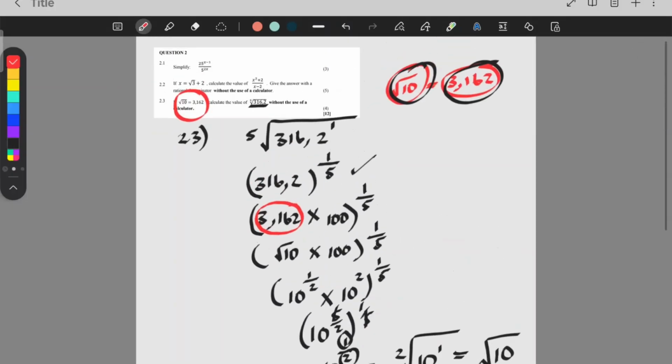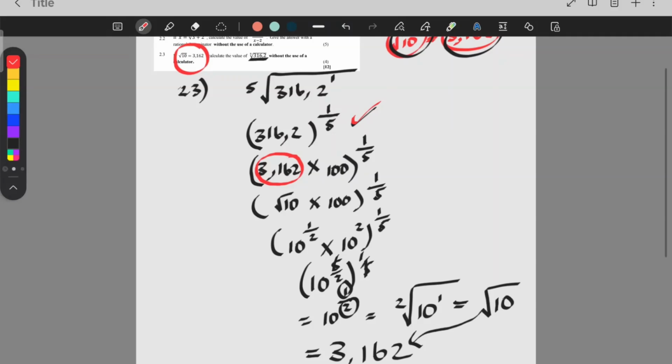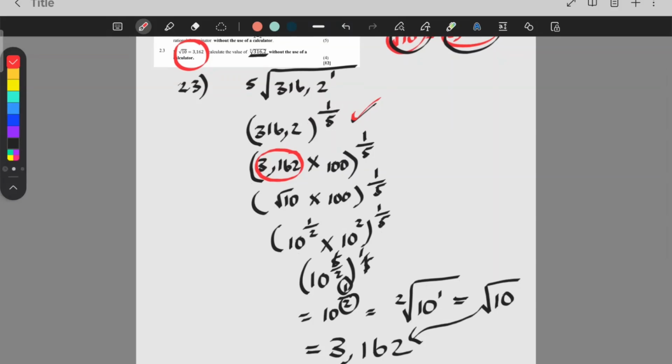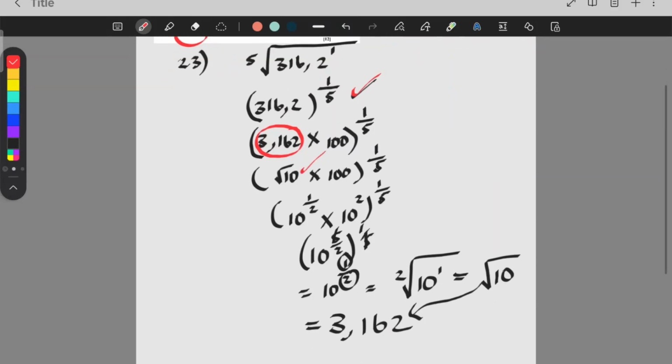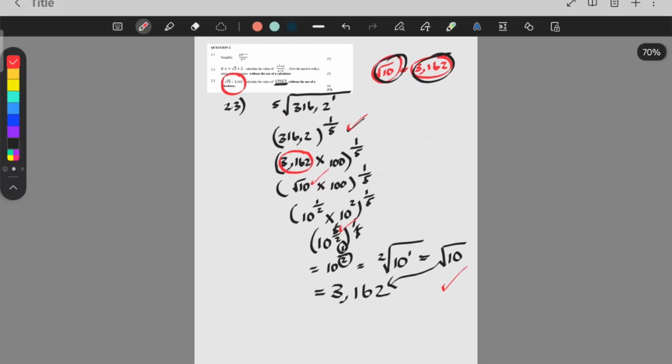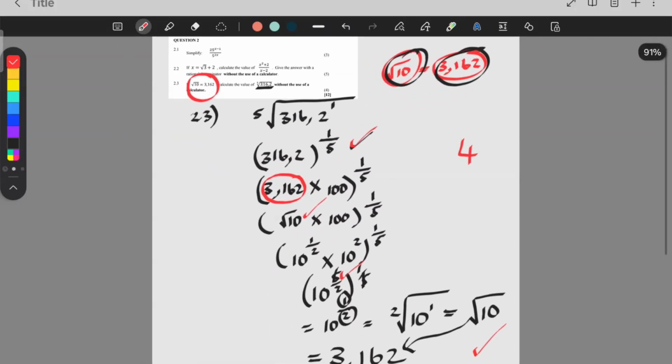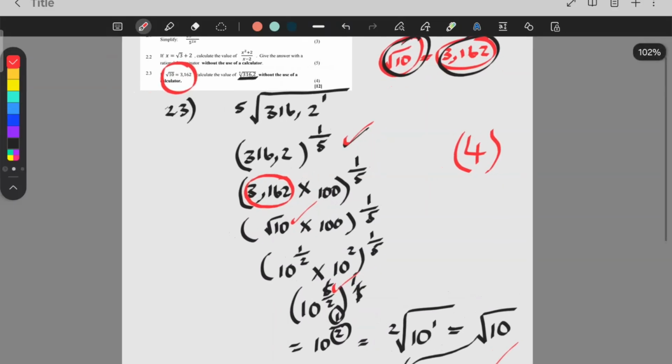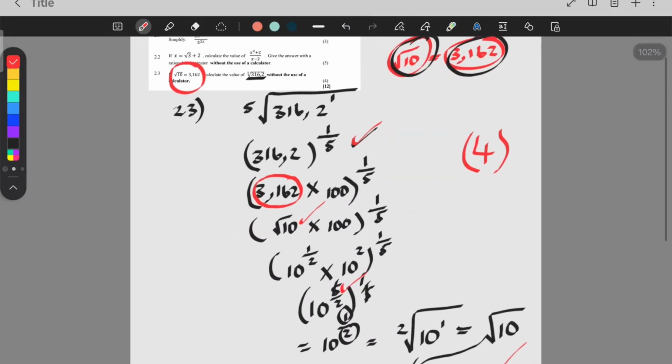So how do we get marks? For changing that, we get a mark. Then for putting in that root over there, we get a mark. Then for our exponents, we get a mark. And then for our final answer, yeah, we get a mark. There was many ways to do that question, grade 11. You can play around and figure out more ways to do it. That answer was 4 marks. And that's the algebra question from this paper.